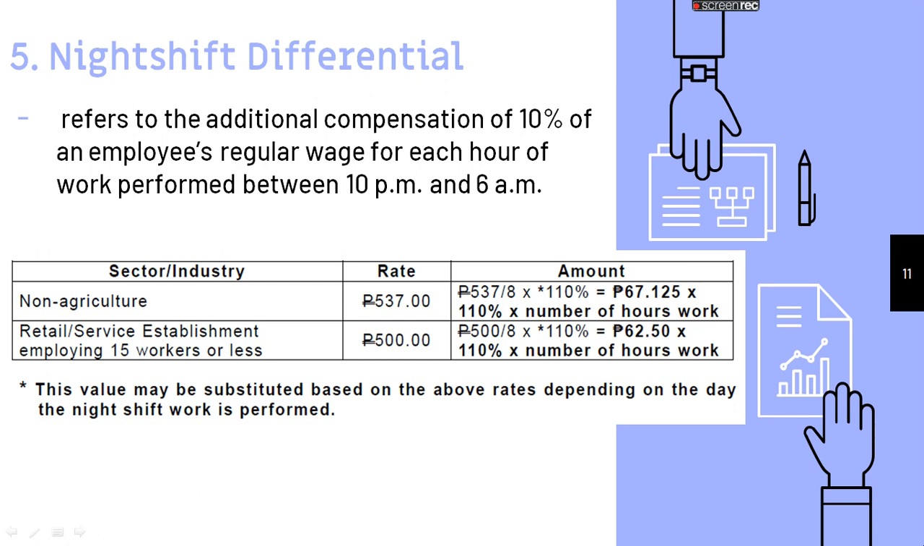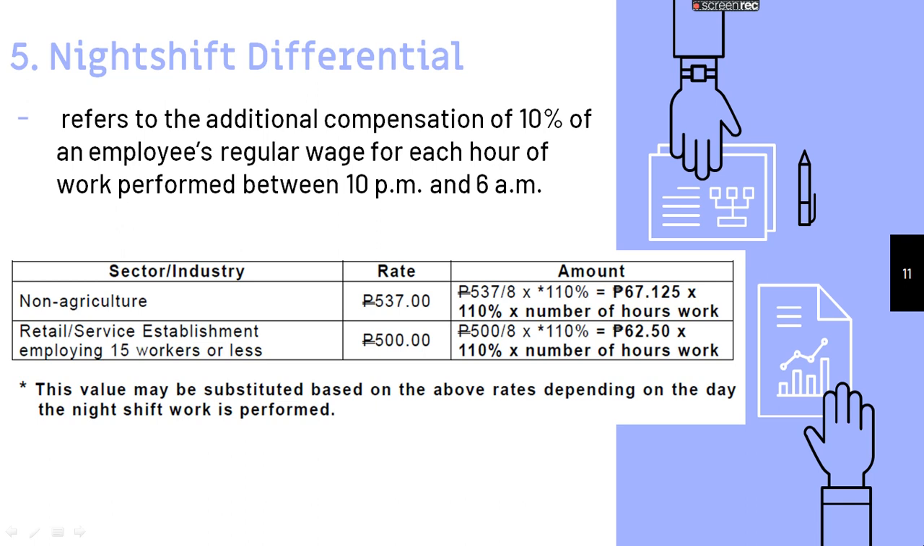Night shift differential. Ito yung refers to the additional compensation of 10% of the employee's regular wage for each hour of work performed between 10 p.m. to 6 a.m. So, 10 p.m. hanggang 6 a.m., meron po tayong additional 10% of hourly rate.